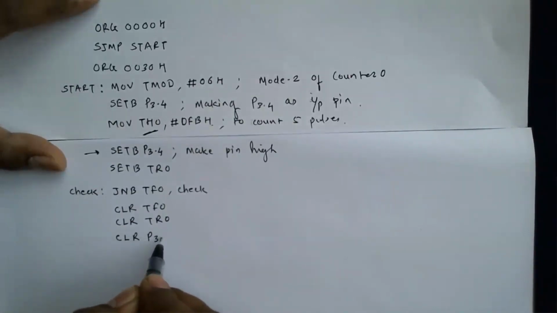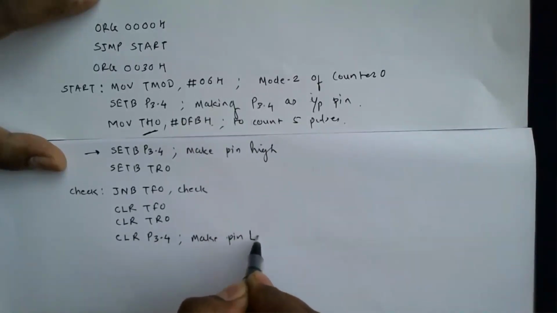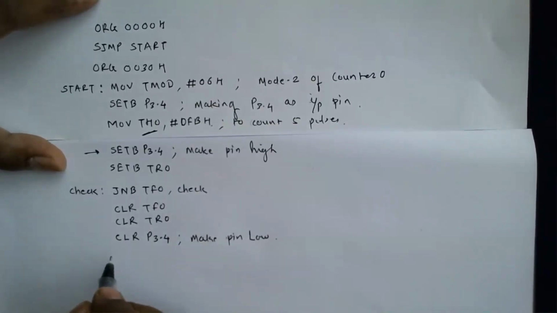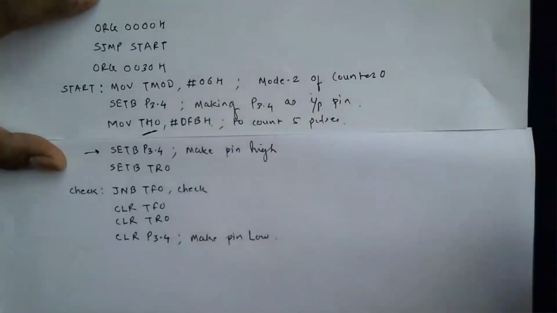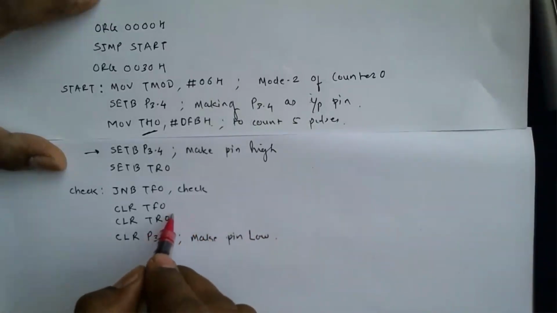So clear pin 3.4, right? We are making the pin low. Once we clear, we have to jump back again, right? We have to jump back again and we'll continue this, right? But here we made one mistake. What is our mistake?